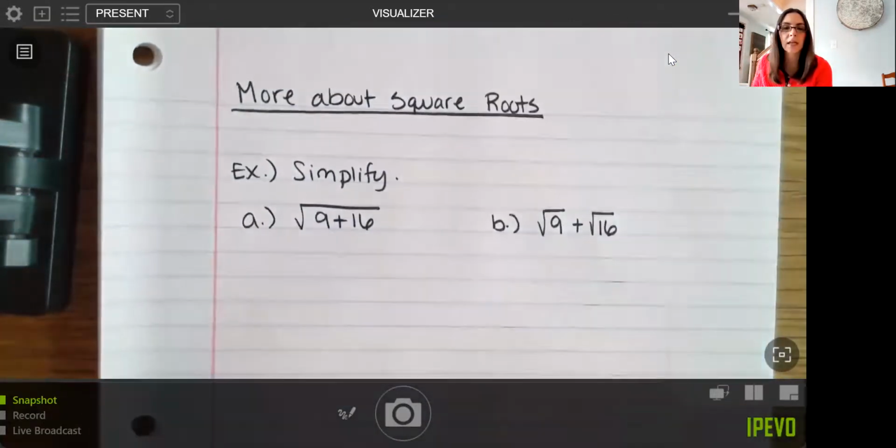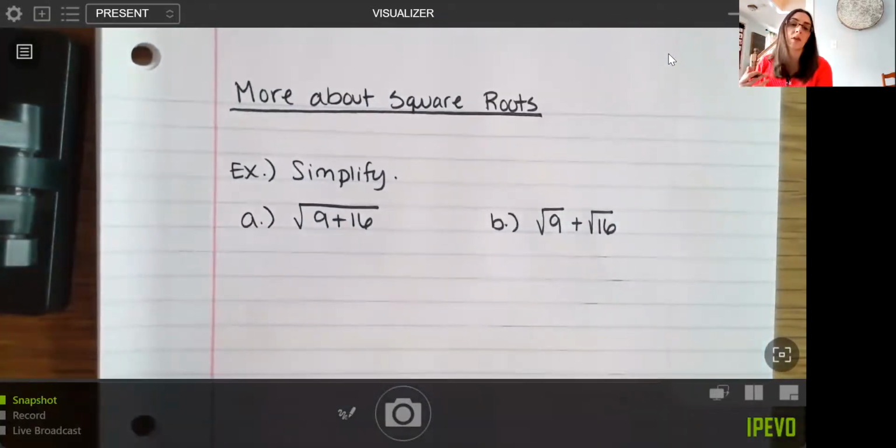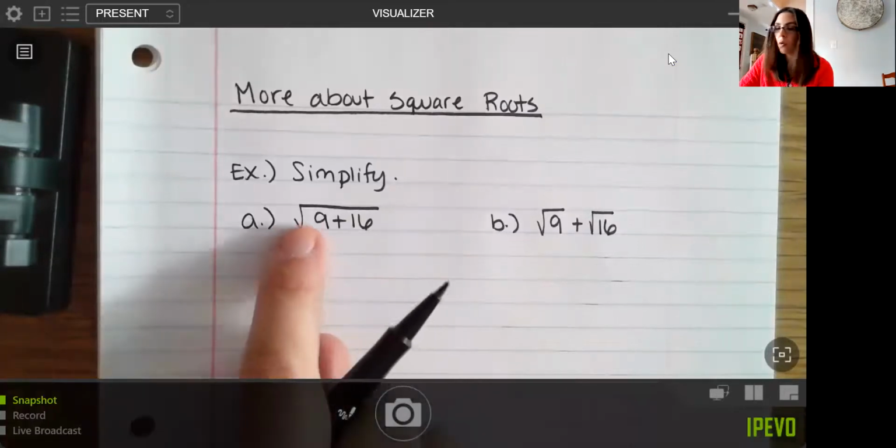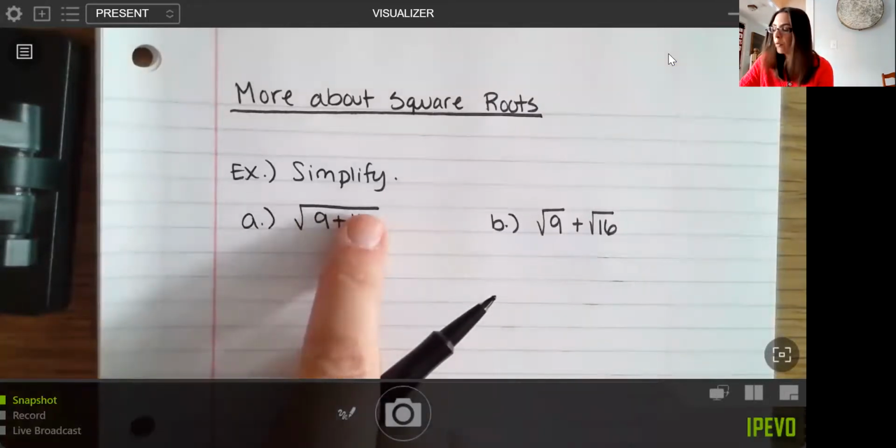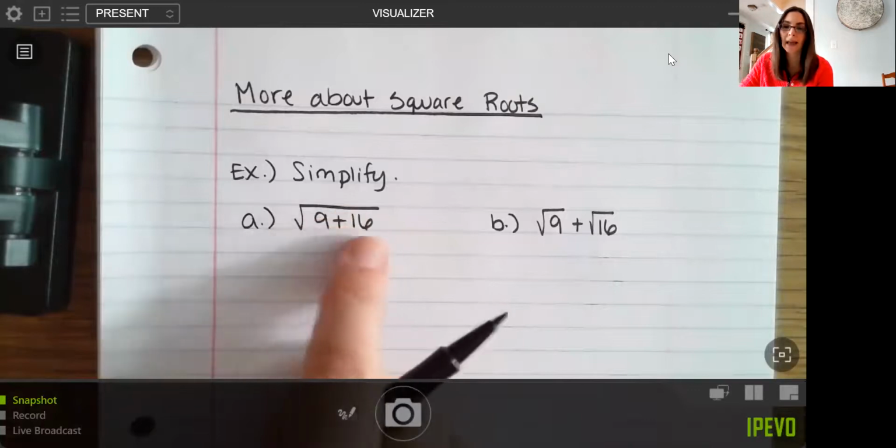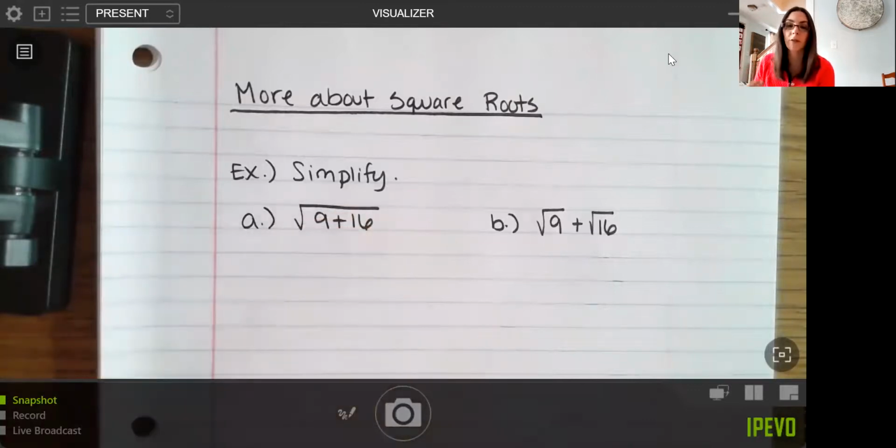So our first set is the one on the left, you have the square root of 9 plus 16, but everything is under the radical. And then on the right, you have the square root of 9 plus the square root of 16. So you actually want to follow order of operations here. And a radical symbol works sort of like parentheses. If you have something underneath the radical that can be simplified, you should always do that first.